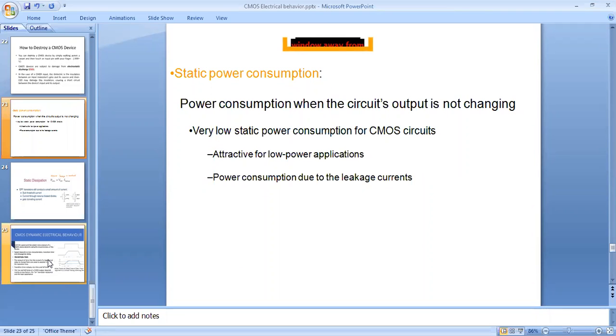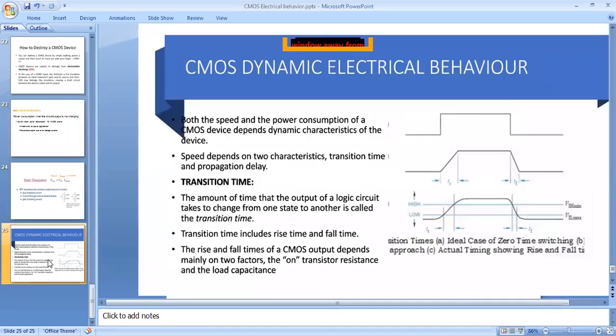Why are those called steady state and dynamic? In steady state, we observe the circuit behavior with constant inputs and constant outputs. Whereas in dynamic state, we observe the circuit behavior with variation of input and output voltages. So in CMOS dynamic electrical behavior, mainly we concentrate on transition time and propagation delay time.